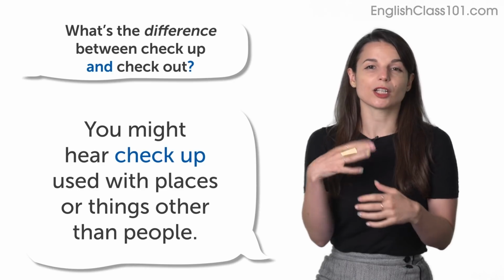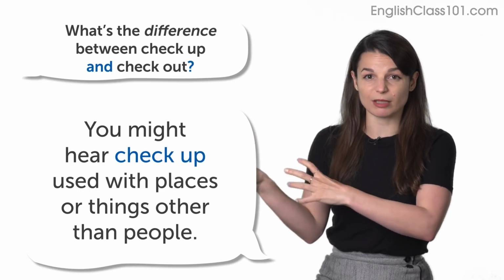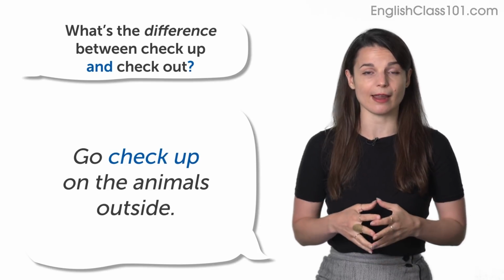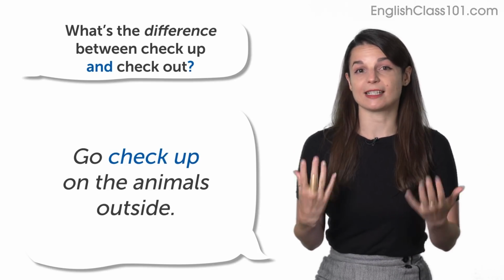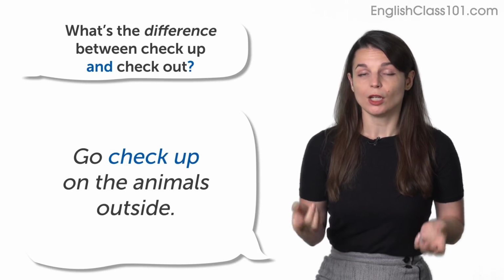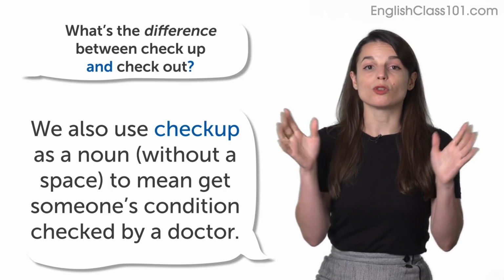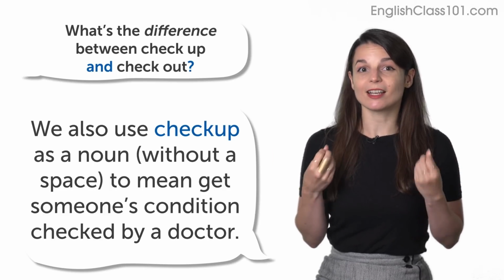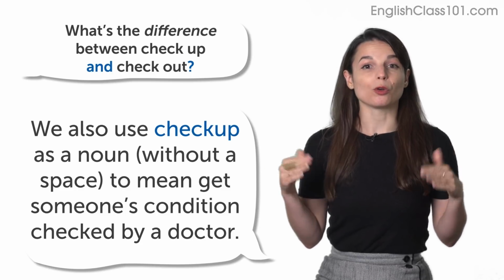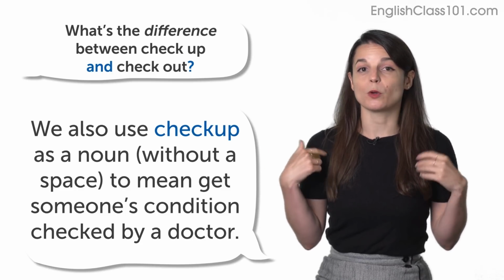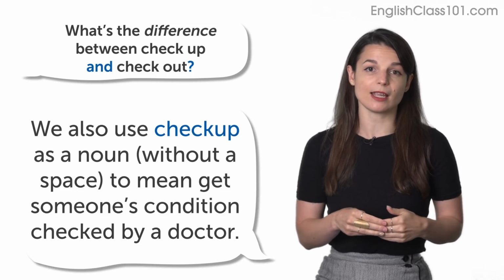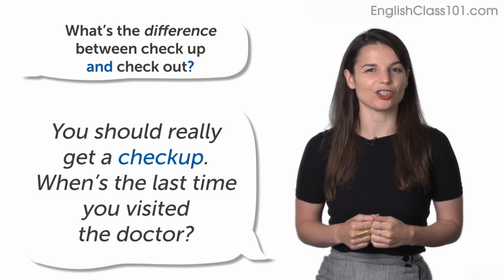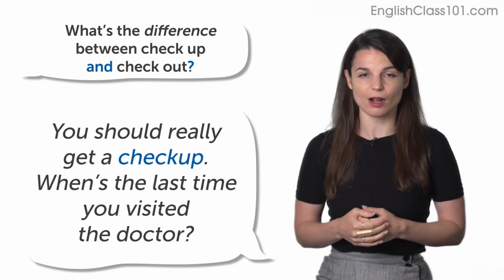You might also hear check up on a specific place, like go check up on the barn, or go check up on the animals outside, to mean you want to know the current status or the current condition. You might also see checkup used with no space between check and up to talk about visiting a doctor to check your current condition. So in these cases, we say something like, I need to go to the doctor for a checkup. Or you should really get a checkup. When's the last time you visited the doctor?